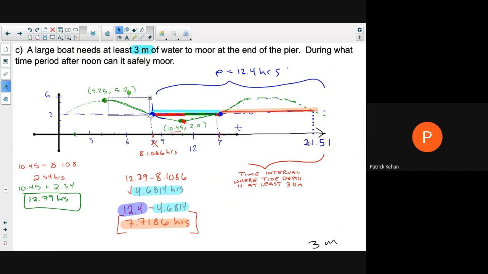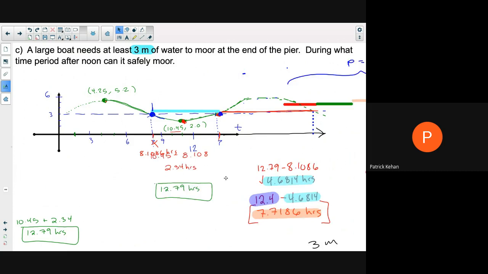How do I find that 21.51 hours right here? So again, this is a lot of number sense and logic, to be honest. And this is where the visual of the graph really is helpful. So making a sketch, at least to scale, doesn't have to be perfect, is going to be your best friend at the moment. So let's just take a look at some things. I do know this time right here, which is 12.79 hours right there. Oops, let's move the other one. All right. Oh boy.